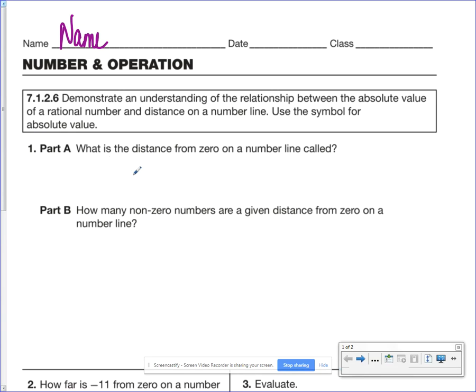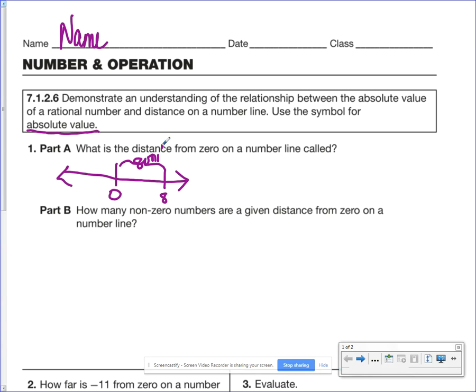So for part A, we're talking about number lines and absolute value. Under part A, if you don't have a number line drawn, draw one in there. Hopefully you can make yours straighter than this. When it says, what is the distance from 0 on a number line called? If you have a number up here, let's say this is 8, and I say, what is that distance? If you know the number, it's 8 units.